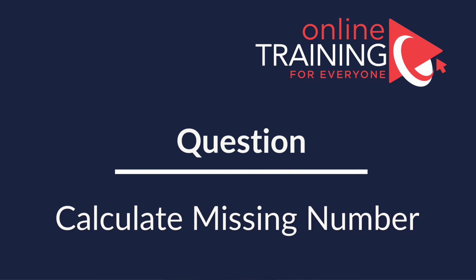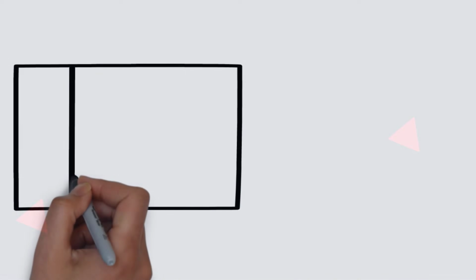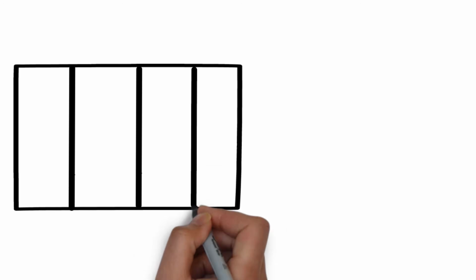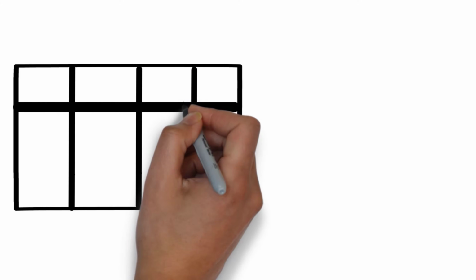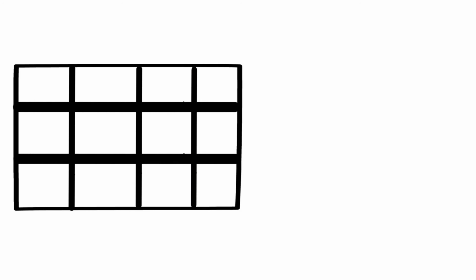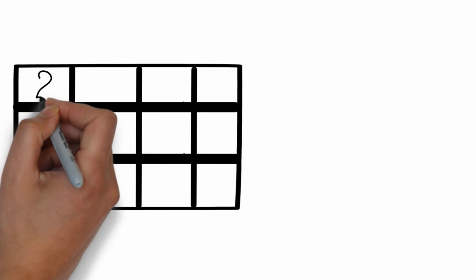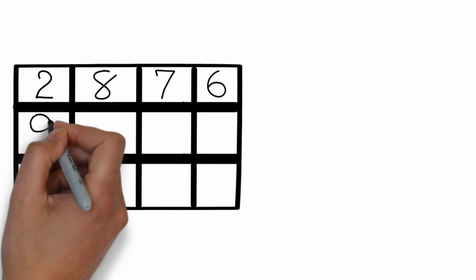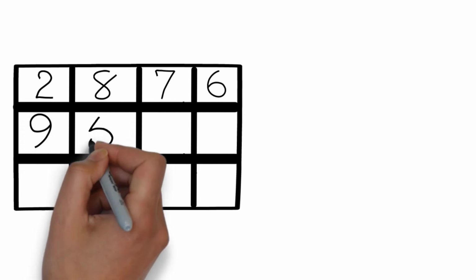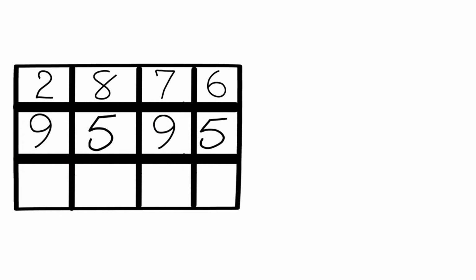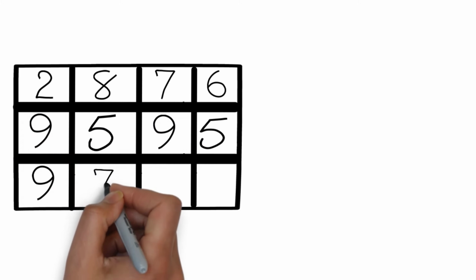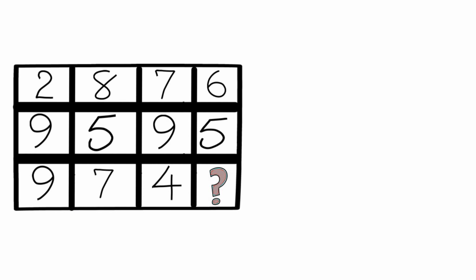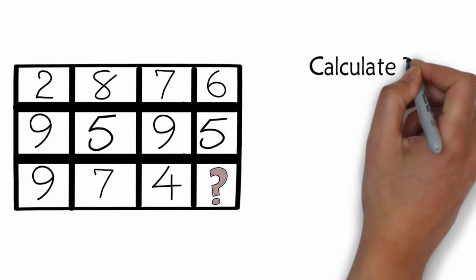Here's one of my favorite questions because it is very frequently used on the test. You're presented with the matrix, 4x3 matrix. Each cell in the matrix has numbers. For example, first row in the matrix has numbers 2, 8, 7, and 6. Second row has numbers 9, 5, 9, 5. And the third row has numbers 9, 7, 4, and one number in the bottom right corner is missing. And this is exactly what you need to calculate.